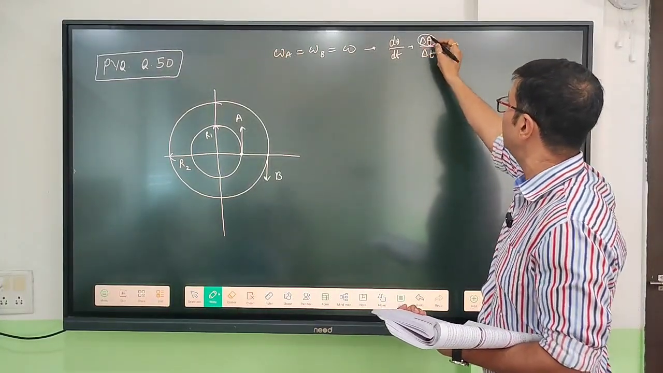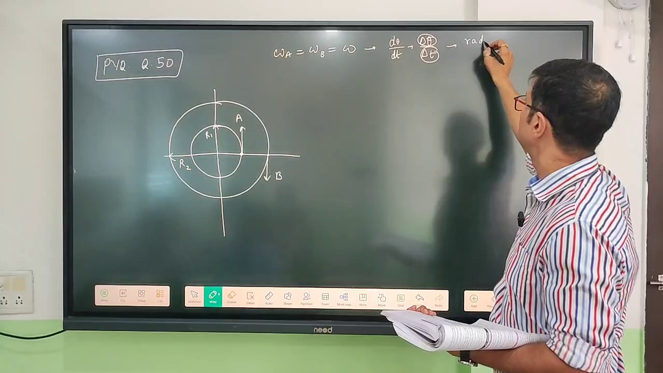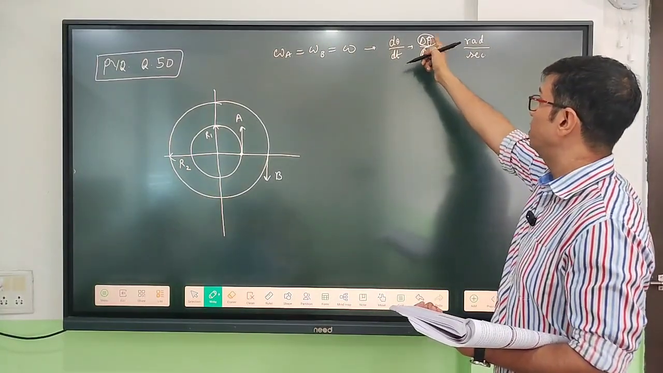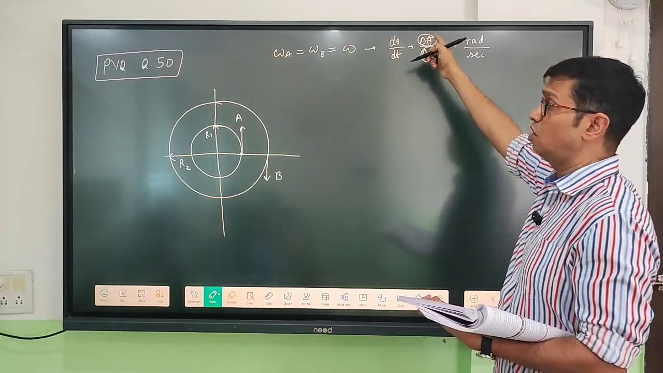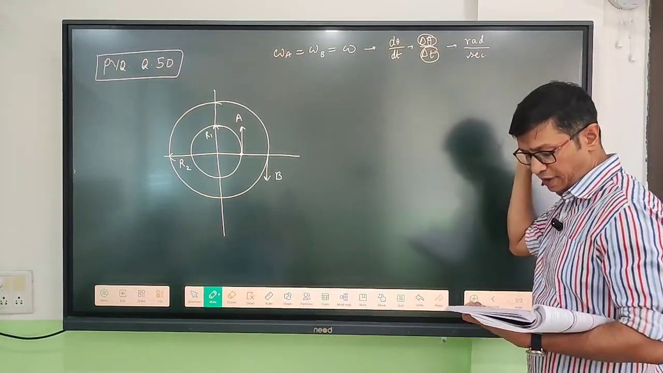How much angle you rotate and how much time you take. So this is radian per second. I have told you in my theory classes, we have to take the angle in radians, not in degrees. Radian is the SI unit. So this is omega.